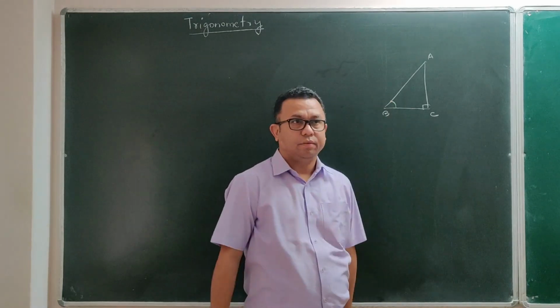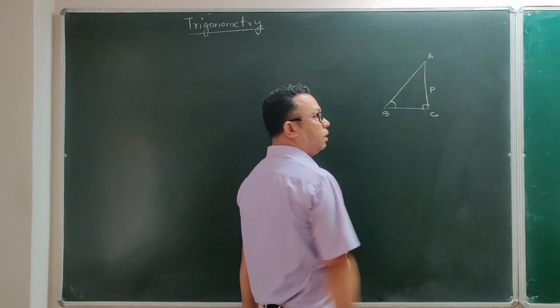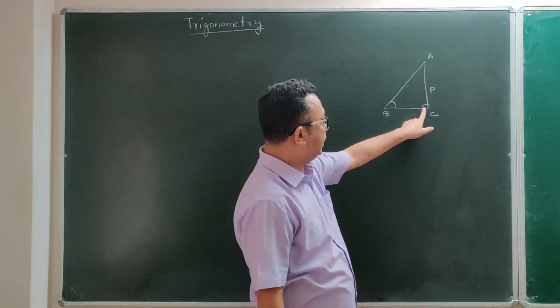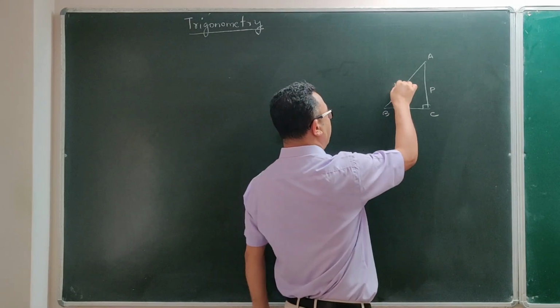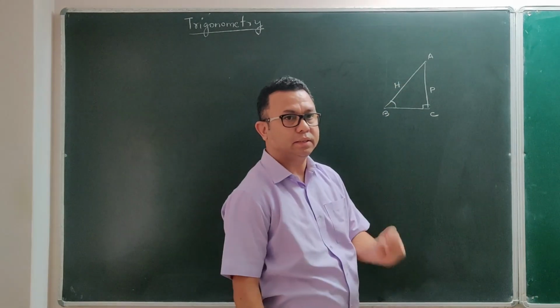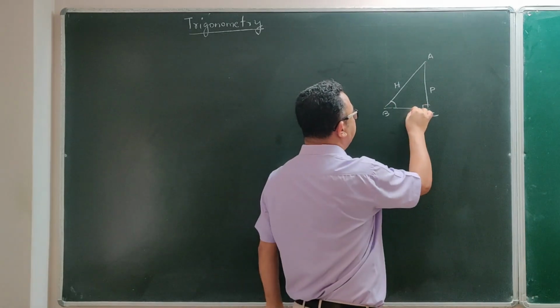If this one is the angle of reference, then opposite to this angle of reference is called perpendicular. 90 degree is here. Opposite side to 90 degree is what is called hypotenuse, and the side which is touching the given angle, angle of reference, and 90 degree is the base.